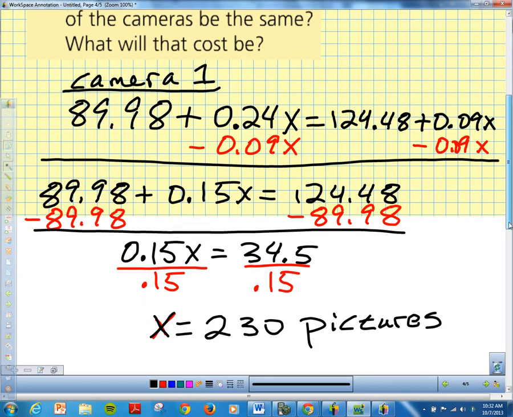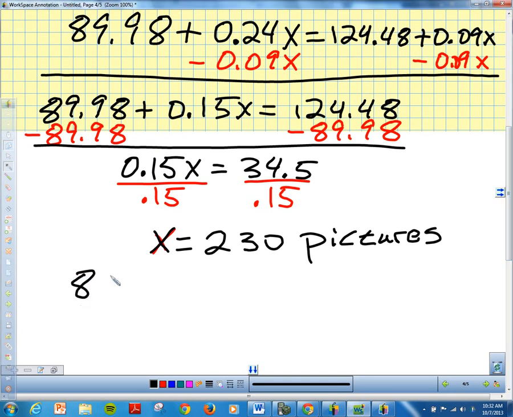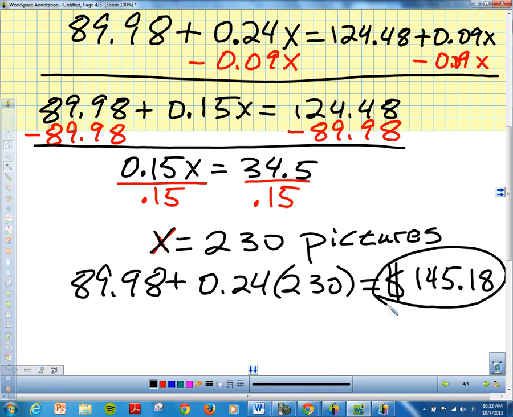So let's plug it into the 89.98 side. So I have 89.98 plus 0.24 times 230. Then what'd you get? 145.18. So how much will it cost you for the two, with the print cost and the initial cost of the camera, for the equations to be the same? It'll cost you $145.18. That's what that all means.